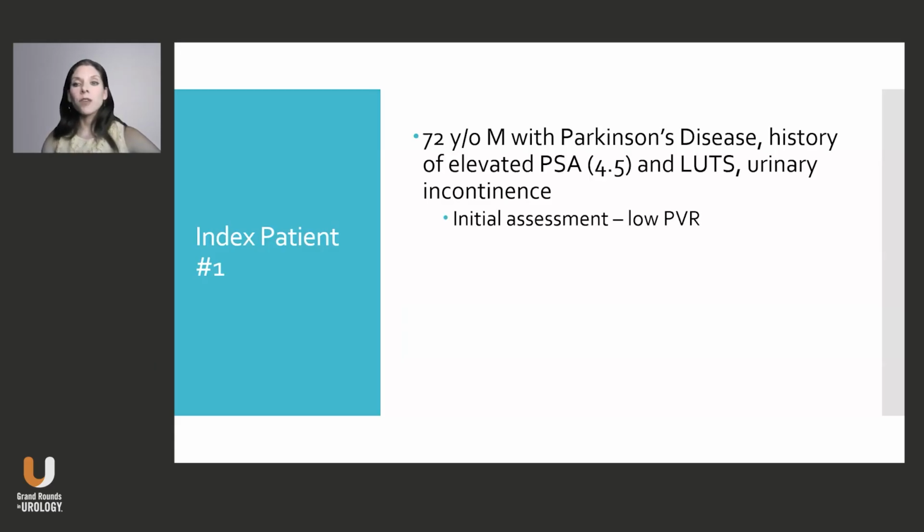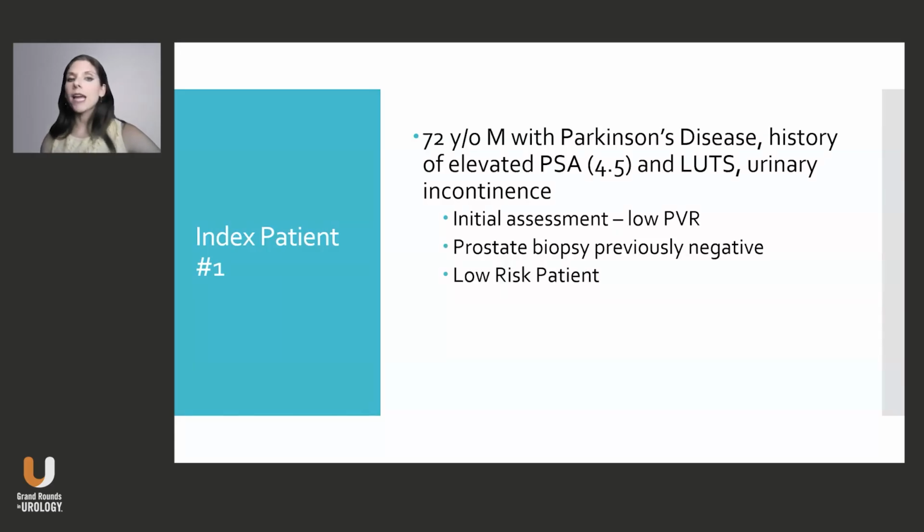We find that he has a low PVR. We've done our history, and we find out that he's previously had a prostate biopsy in the last couple of years. It was negative. And so we determined that this is a low-risk patient, okay? So we don't need to get upper tract imaging. We don't need to get renal function testing.